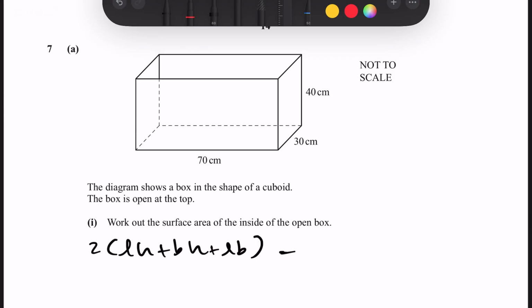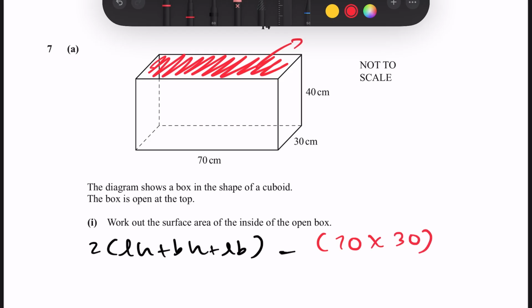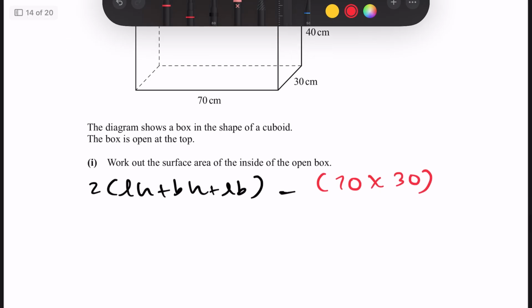For now, I'll represent this as green. One second. I'll use red to show that it's not included. So this part is open and should not count towards surface area. So we subtract it from the calculations. So this is minus 70 times 30, since this is the area of that one particular open side.